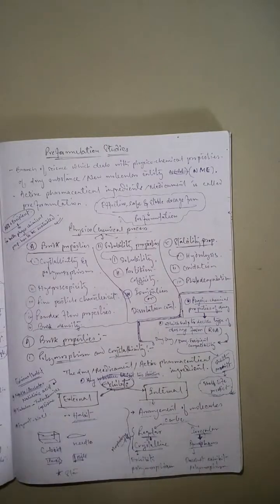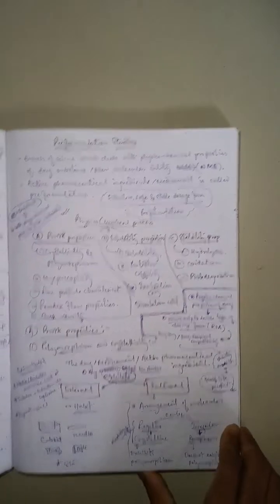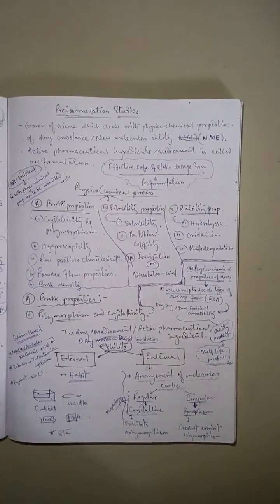If you are going to prepare a drug, and this drug did not exist earlier, and you are preparing it for the first time, then this drug will be the new molecular entity. Okay, so the new molecular entity and active pharmaceutical ingredients or medicament is called preformulations.